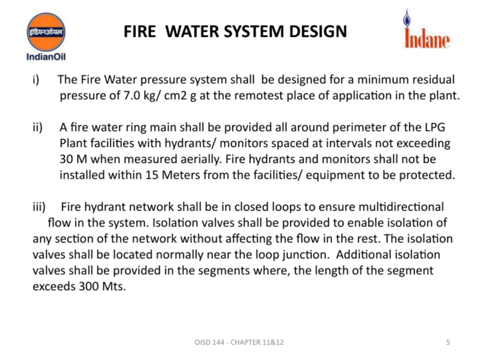Moving on to the network design, the fire hydrant system should be configured in closed loops. This design allows for multi-directional flow, which is crucial during emergencies because water can be supplied from multiple directions, increasing reliability. Isolation valves must be incorporated into the network. These valves enable sections of the system to be shut off for maintenance or in case of damage without disrupting the entire network. Typically, these valves are located near loop junctions for easy access.